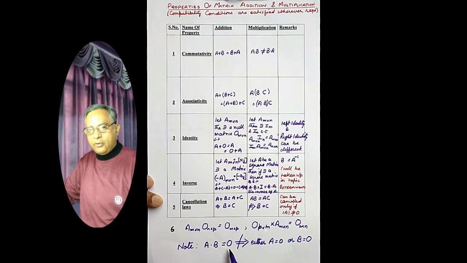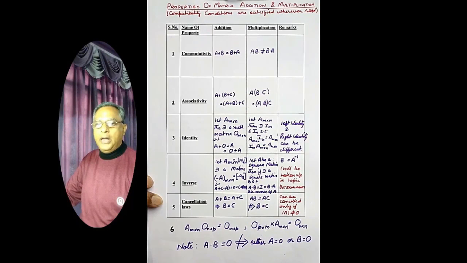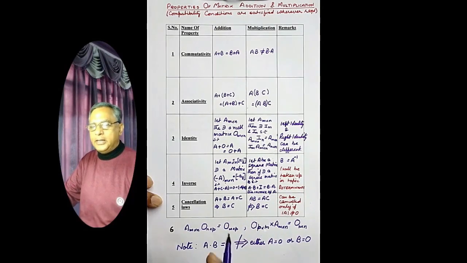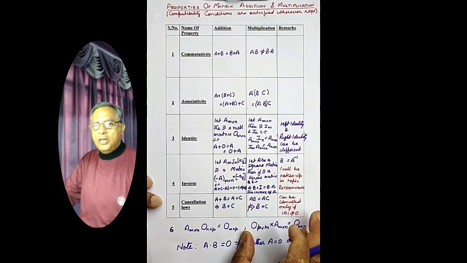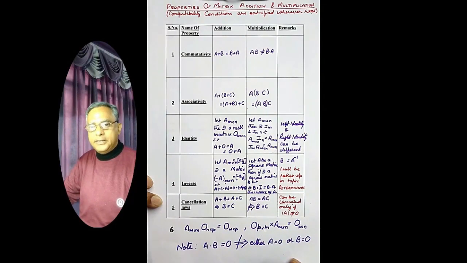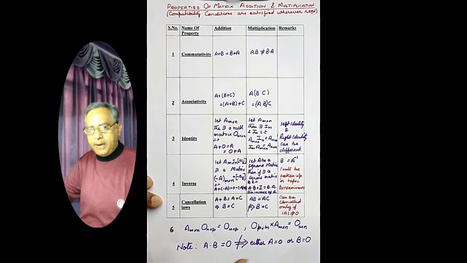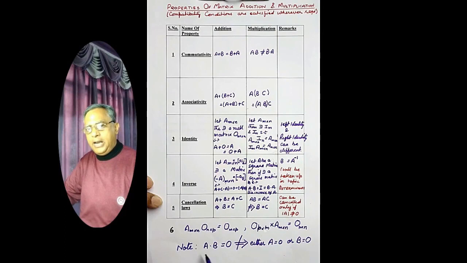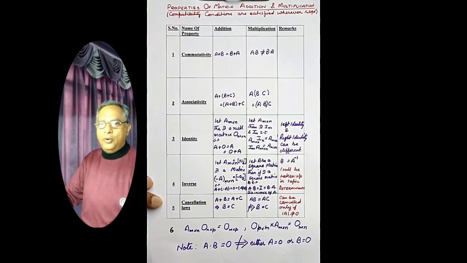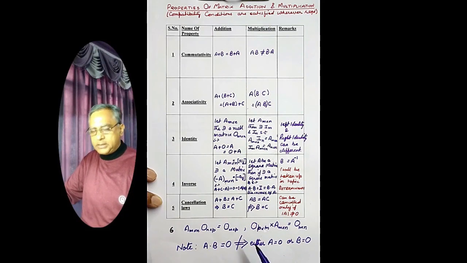Note, A into B equal to 0 does not imply either A is 0 or B is 0. As we used to do in numbers, you used to make factors, and then you say that the product of two factors will be equal to 0 if either the first is 0 or the second is 0. But this cannot be included in matrices. A into B equal to 0 does not imply either A is 0 or B is 0. They can be both non-zero and still the product can be 0. So these properties you must always keep in mind.